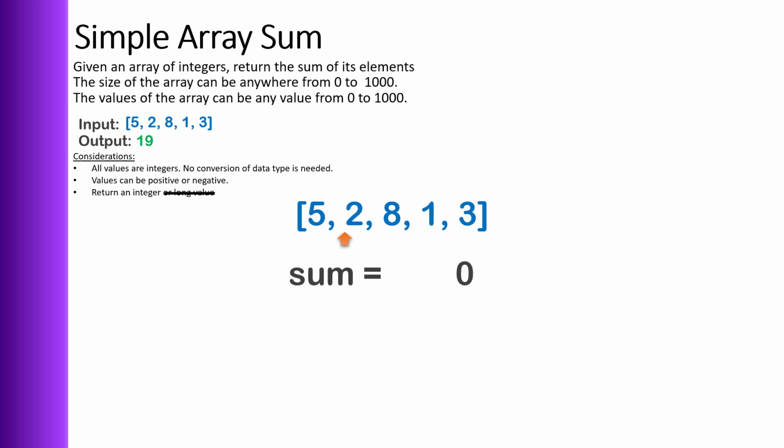Okay, so let's start with the first value of the array, which is 5. 5 plus 0 is 5. And then 2. 2 plus 5 is 7. 8. 8 plus 7 is 15. 1. 1 plus 15 is 16. 3. 16 plus 3 is 19. So that's the result that we are going to return. Okay, so how are we going to implement this?